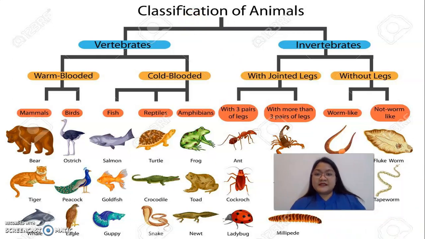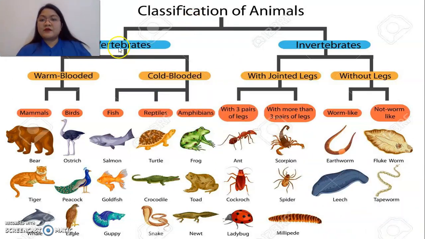So we have this one, classification of animals, vertebrates and invertebrates. So we have warm-blooded and cold-blooded. So again, when we say warm-blooded animals, these animals are animals that lives on land. Very good. And cold-blooded animals are animals that lives on water or sometimes can live also on land. So we have warm-blooded mammals and birds, cold-blooded fish, reptiles, and amphibians.